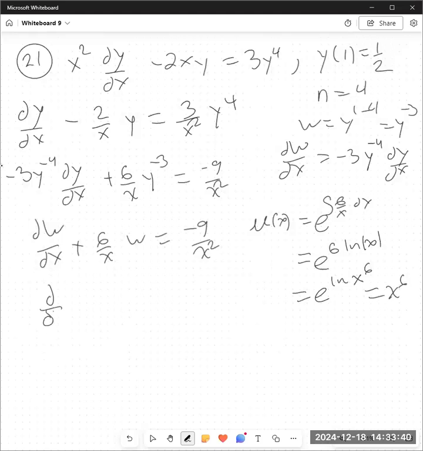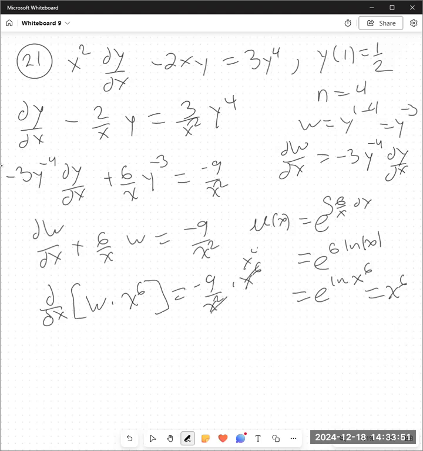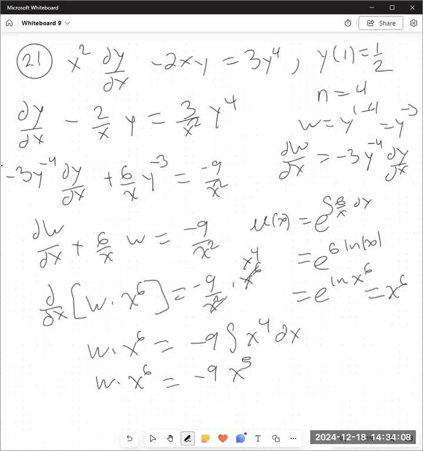So d/dx of w times x to the 6th is equal to negative 9 over x squared times x to the 6th. Cancel 2 of those out, make it x to the 4th. So w times x to the 6th is equal to negative 9 times the integral of x to the 4th dx. w times x to the sixth is equal to negative 9x to the fifth over 5 plus c.